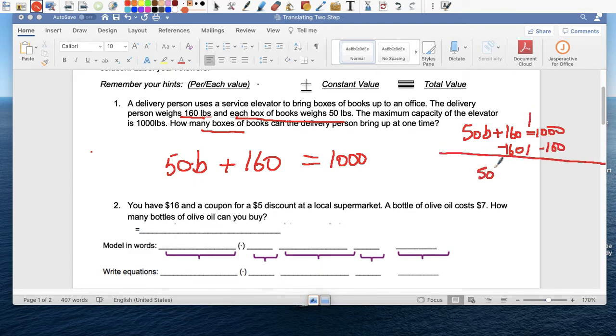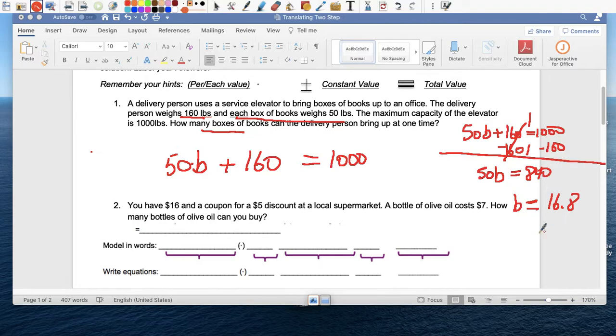And you get 50b equals 840. And b equals, so now if you divide, here's the thing, you're not going to get a whole number. 840 divided by 50, you're going to get 16.8. Well, you can't take 16.8 of a box. So the maximum, can you take 17 boxes? No. So you can take 16 and a little bit, right?